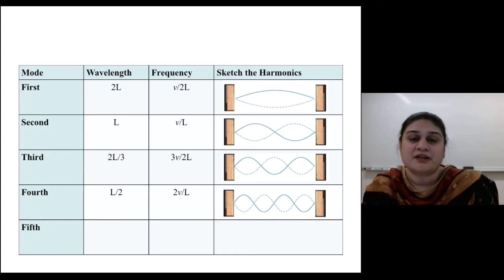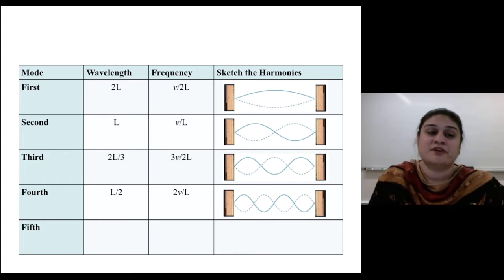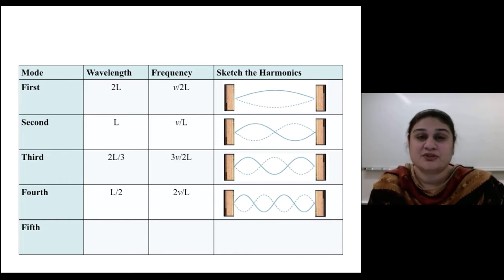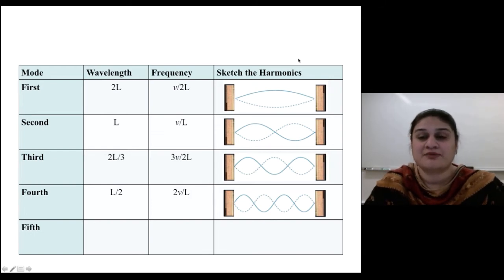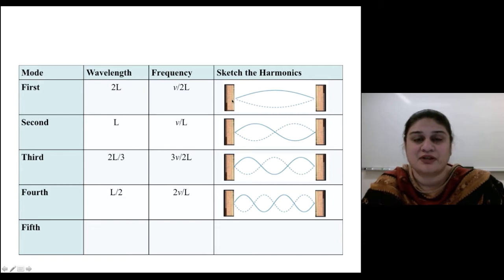Here's a graph that explains what it is. For the first mode, the wavelength is 2 times L. Note, 1 times L goes from here to here, and the other L goes from here to here. So the total length of the string, the wavelength, is 2L. In order for this 2L to exist, the frequency is going to be given by the speed divided by twice the length. And the harmonic will be this one.